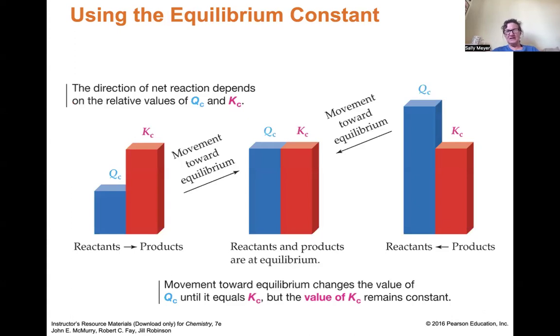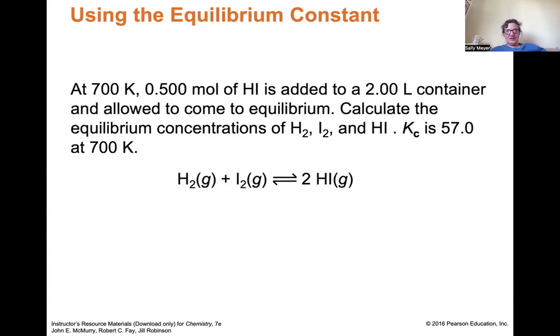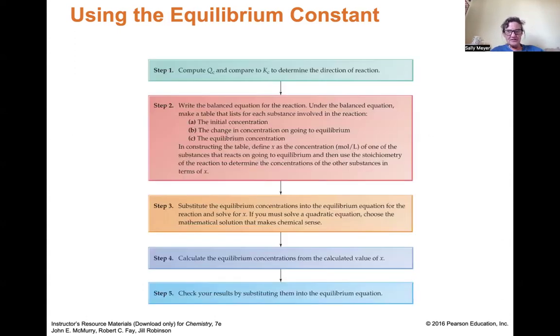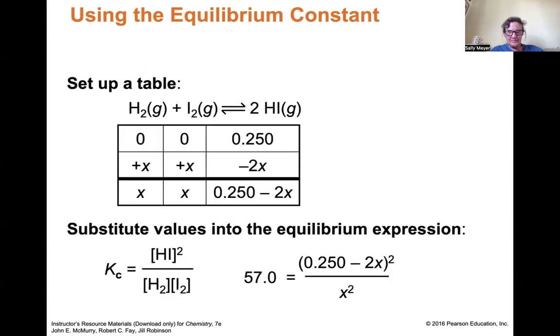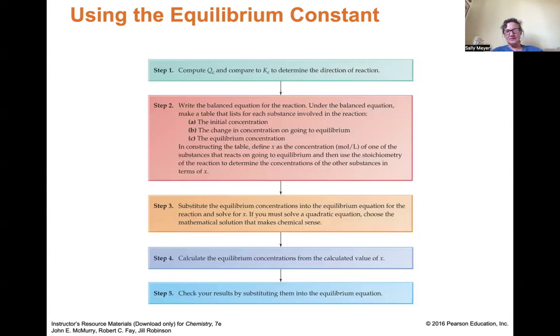This is just a more visual way to look at that, and it's not a new concept. It's just looking at which is bigger and therefore which way the reaction will go. So this is a problem where we have some HI, so we have some product and we add it to a container and it comes to equilibrium, and we want to calculate the equilibrium concentrations of each of the species. So we'll set up the equilibrium expression. Let's just go through this. This is the flow chart that your book has, and you're welcome to use it if you want, but I think it's pretty logical what we're going to do.